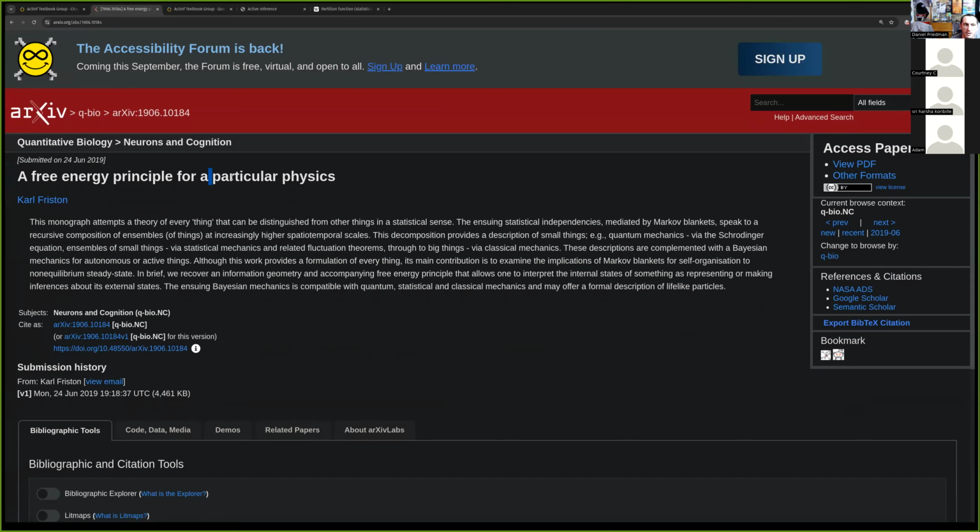So, a free energy principle for particular physics. Particular, here's the joke, it cleaves off particles. We call the entity a cognitive particle, whether it's a rock, metronome, or something more sophisticated. And then it's a physics for those kinds of partitioned systems. So that is taking a Bayesian graph and then doing certain partitions on the graph.